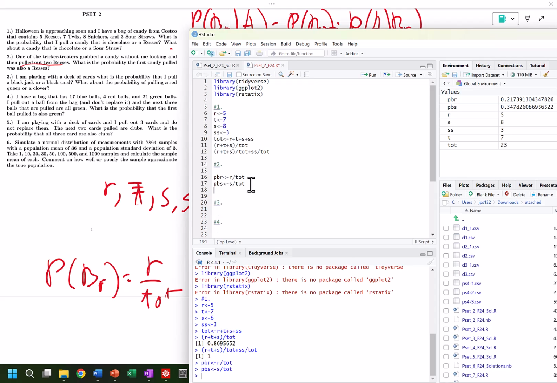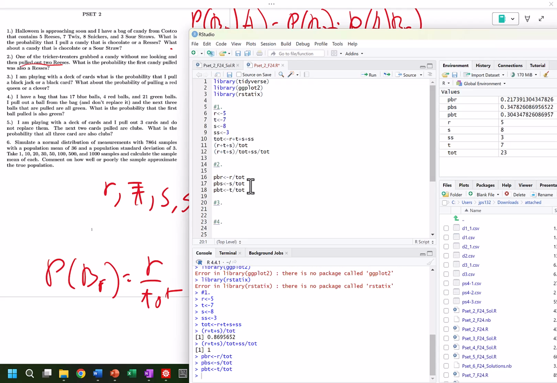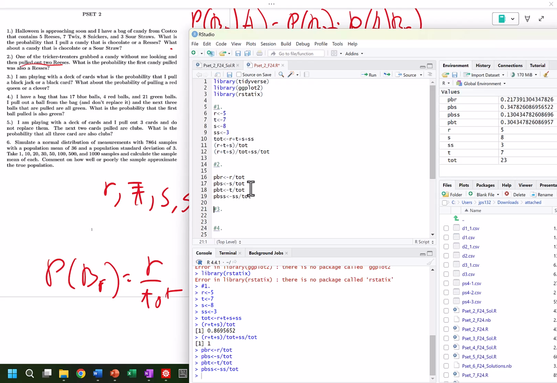What about the probability that we get a Twix? So it's going to be T divided by tote. And then we can also do now probability of sour straw divided by tote. And we got all our values there. And hopefully, again, they should sum to 1.